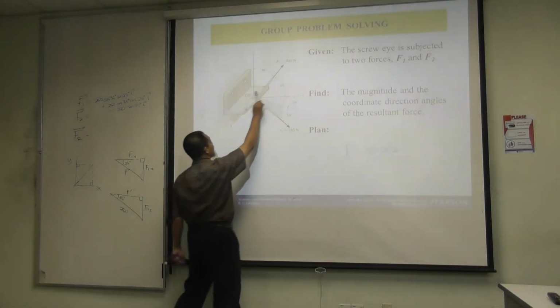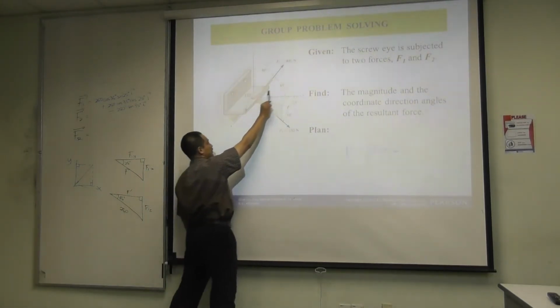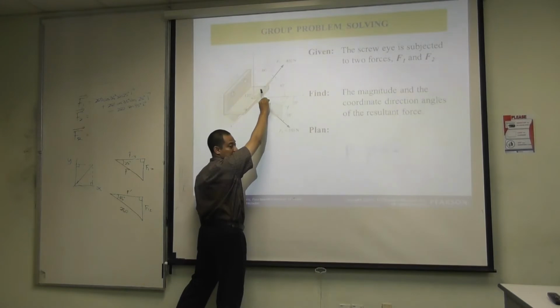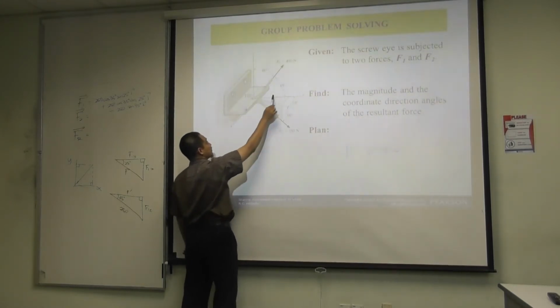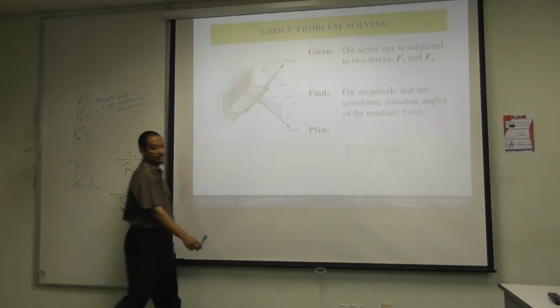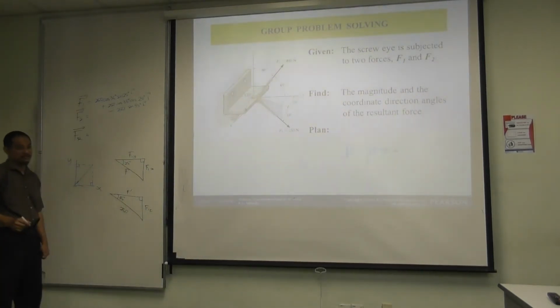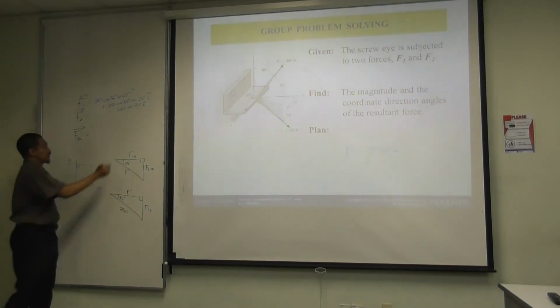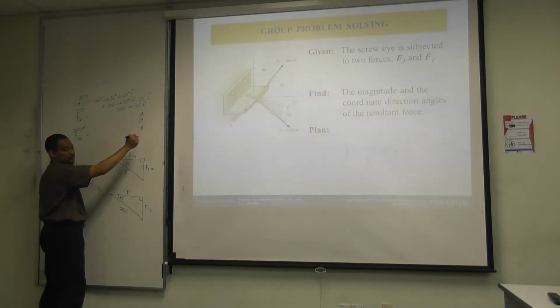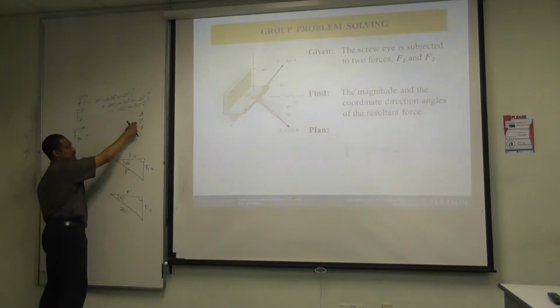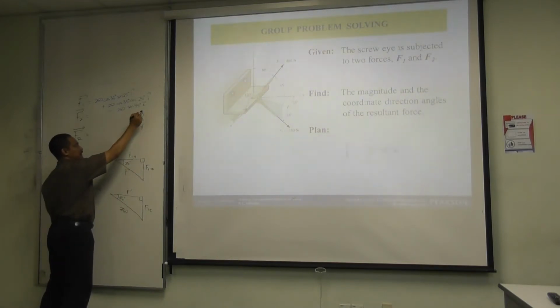You have this angle and this angle, right? What are these angles? This is F2, right? What is this angle, and this angle? It is already given in terms of alpha, beta, and gamma, right? Do you understand what alpha, beta, and gamma are?